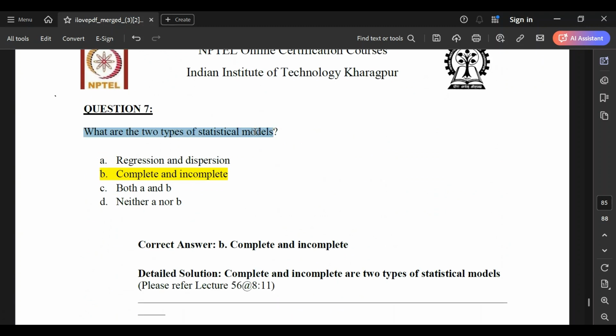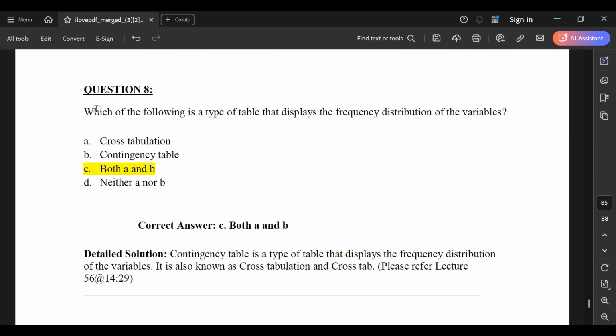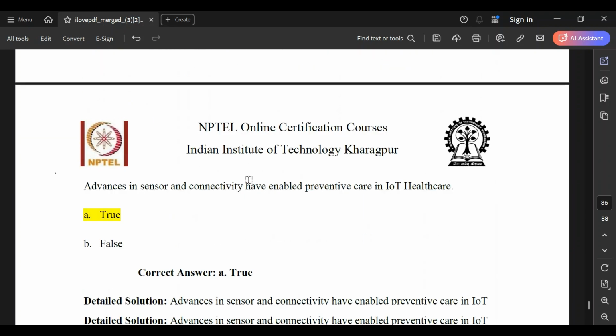What are the types of statistical models? So complete and incomplete are there. And moving to the next question, which of the following is the type of table that displays the frequency distribution? So it is cross tabulation, contingency table. So both A and B are there.